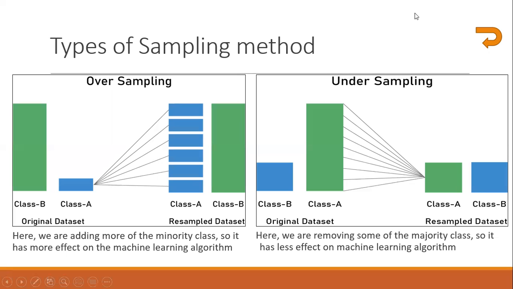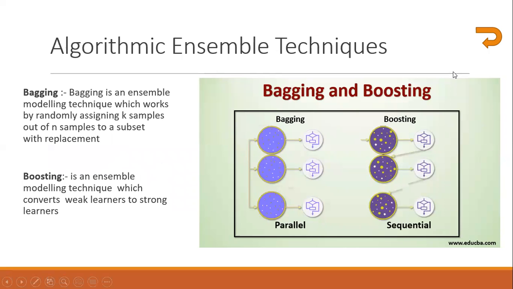Another way to treat imbalanced data is algorithmic ensemble techniques. Let's see some of the ensemble methods, starting with bagging. Bagging is an ensemble modeling technique which works by randomly assigning k samples out of n samples to a subset with replacement. Bagging can be performed on both regression and classification problems. Bagging increases accuracy and reduces variance, and it reduces the problem of overfitting.